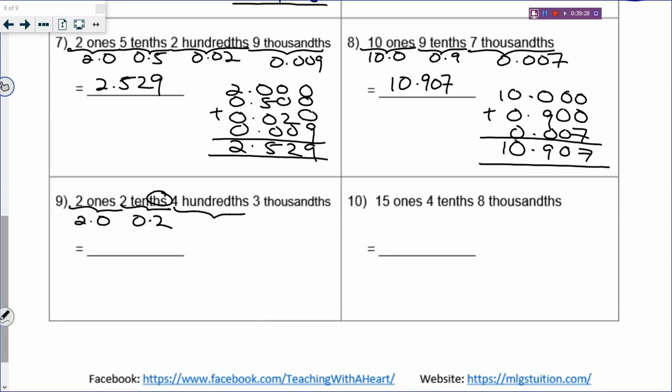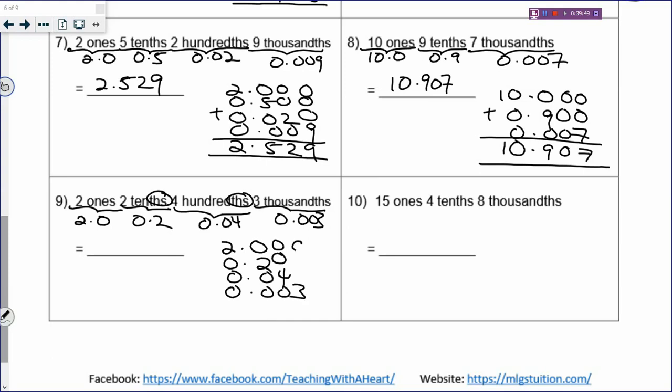Right, 400, again, there's a TH. So that'll be 0.04. 3000, there's a TH again, so 0.003. So when you see a TH, then you have to write decimals. Okay, then 2.0 plus 0.2, 0.04, and 0.003. Put all the zeros in the blank spaces, and you add them together, 2.243. And that's how you get the next answer.